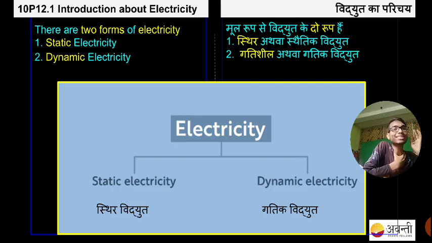Dynamic, which means charges are in motion. This is the meaning of dynamic. Charges are in motion. Clear? It was just a little information about static electricity and dynamic electricity. We will understand in more detail. Don't worry. Just have passion.